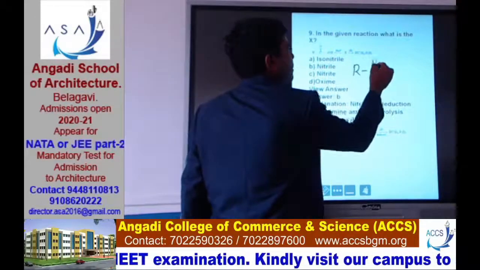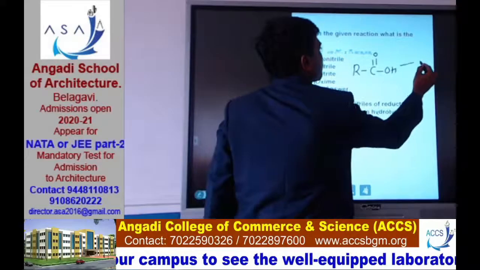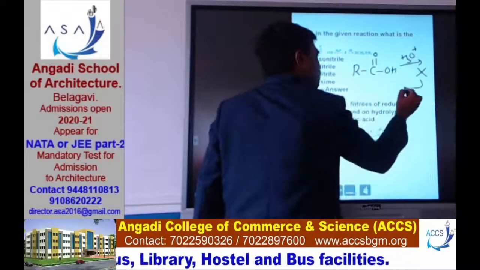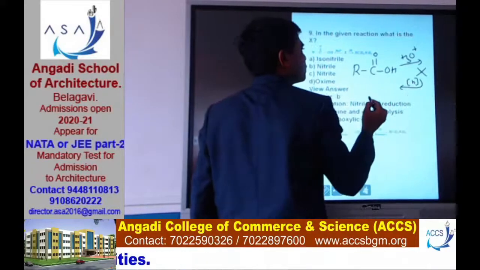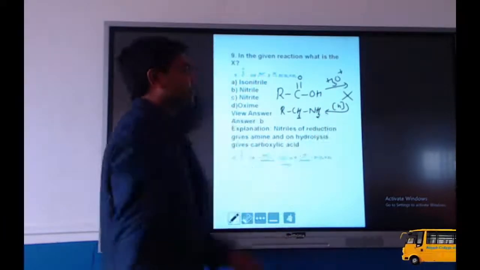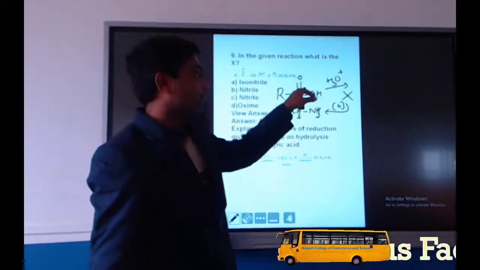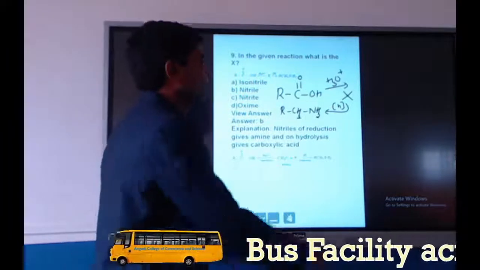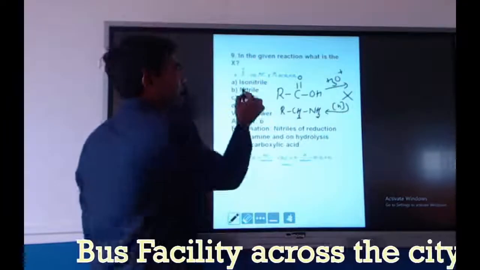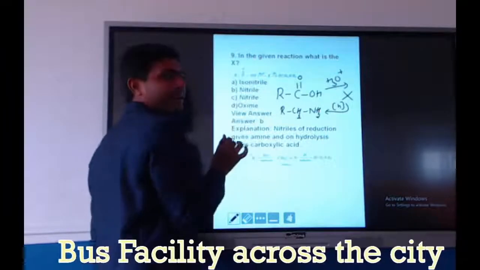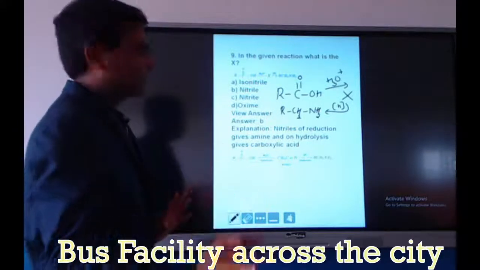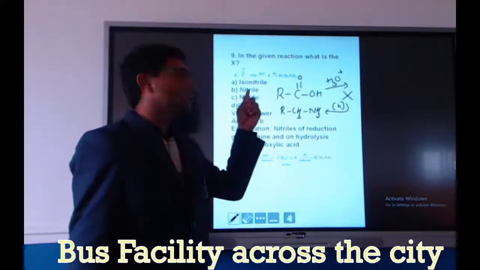RCOOH. Do the hydrolysis, you get X. And to that X, you add nascent hydrogen, you get the primary amine. It means I have prepared the primary amine in 2 steps from the carboxylic acid. So what will be this compound X? The options are isonitrile, only nitrile, nitrile, oxime. Oxime will not come here because we are not preparing the ether. So the answer will go for nitrile.